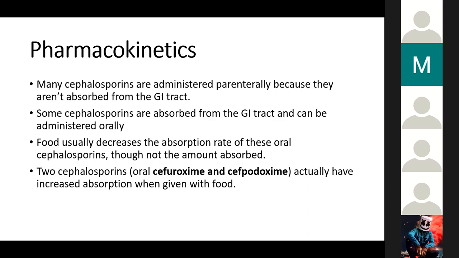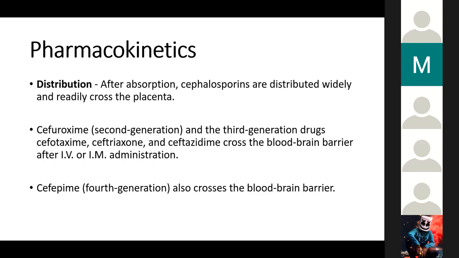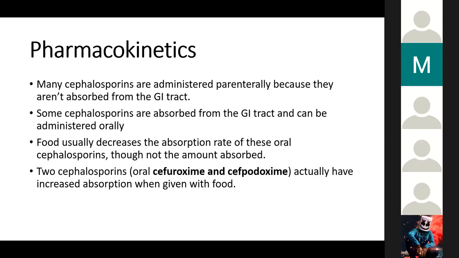So many of the cephalosporins are administered parenterally, that is IV or IM, because most of them cannot be absorbed from the GI. But the ones that are absorbed from the GI are given orally. And it is known that food usually decreases their rate of absorption, with the exception of cefuroxime and cefpodoxime. So cefuroxime is commonly Zinnat, and cefpodoxime is commonly known as Orelox. So with the exception of these two, the rest, you'd usually give them either 1 hour before meals or 2 hours after meals. But these ones can be given with food because it's been noticed that the absorption is increased with food.